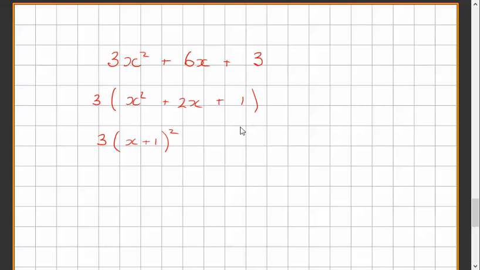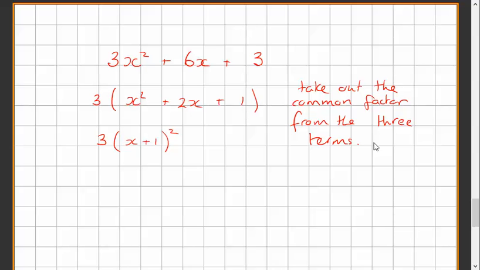Okay, so that introduces you. You should write your notes here. We've still got a minute left. I would like you to write the notes of: take out the common factor from the 3 terms.